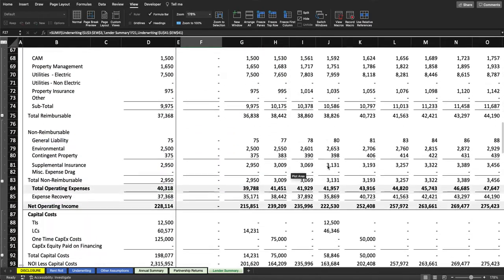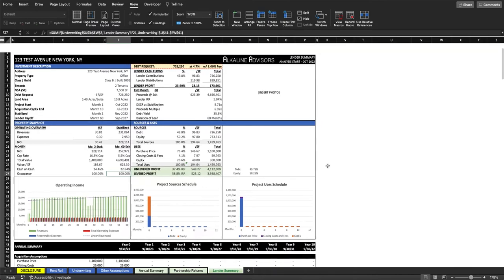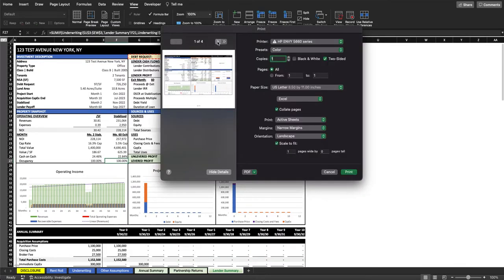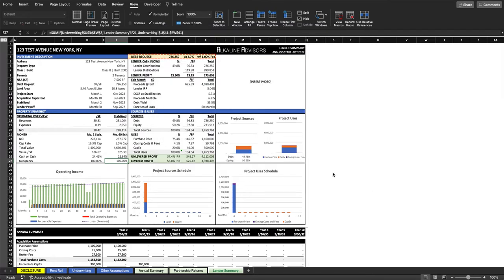And then this is the annual snapshot. And then again, you can add a picture. You print this out, right? It looks nice and neat. You can just hand this to lenders. Hopefully that helps you get financing.